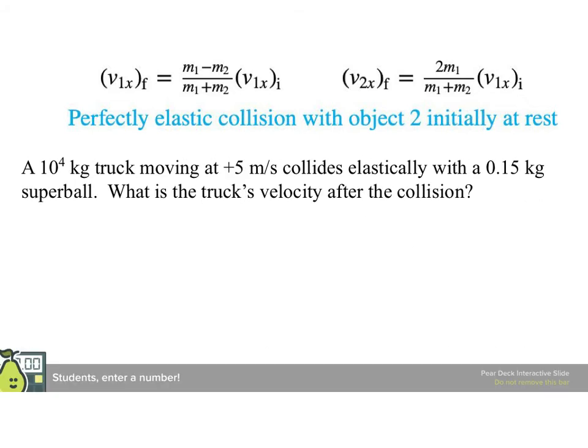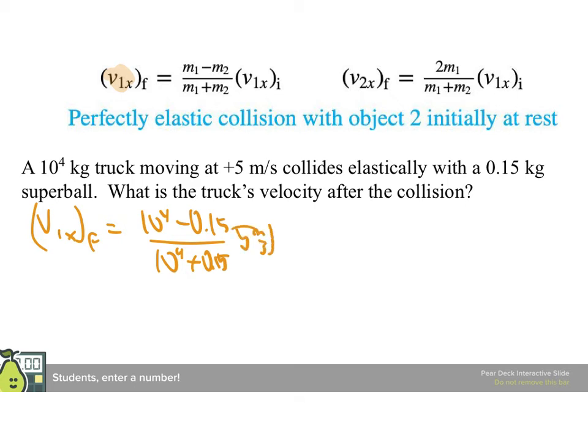All right. A 10,000 kilogram truck moving at plus 5 meters per second collides elastically with a 0.15 kilogram superball, which we assume at the moment is, say, hanging there in space somehow. What is the truck's velocity after the collision? Well, the truck is the original guy, so we would use this, and we would say V1xF is 10 to the 4 minus 0.15 over 10 to the 4 plus 0.15, in kilograms, times 5 meters per second.